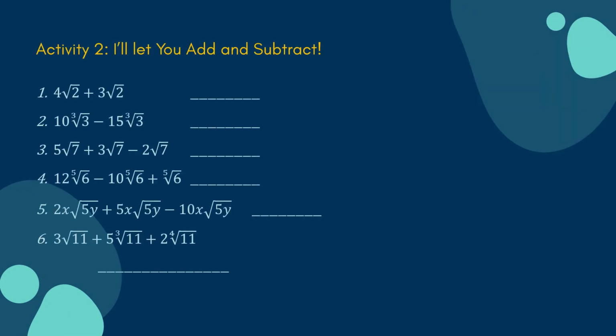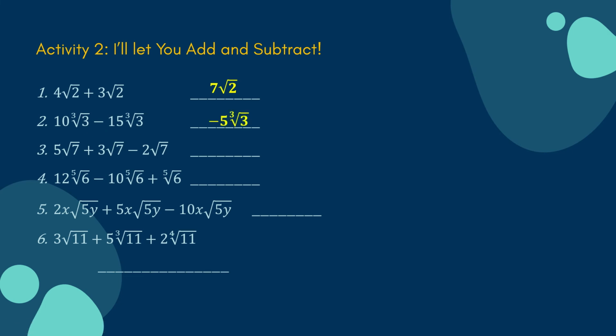So to continue, the next part, activity number 2, I'll let you add and subtract these 6 radical expressions. Number 1, 4 square root of 2 plus 3 square root of 2. The answer is 7 square root of 2. Number 2, 10 cube root of 3 minus 15 cube root of 3. They have same radical, cube root of 3. So 10 minus 15 is negative 5 cube root of 3.